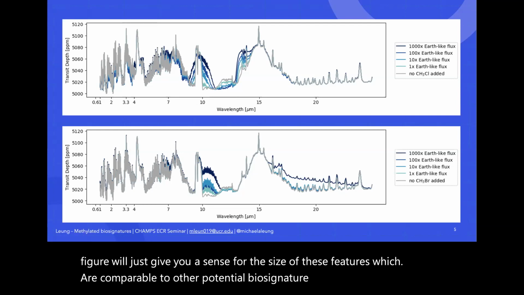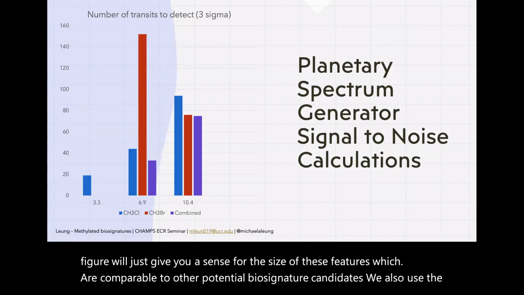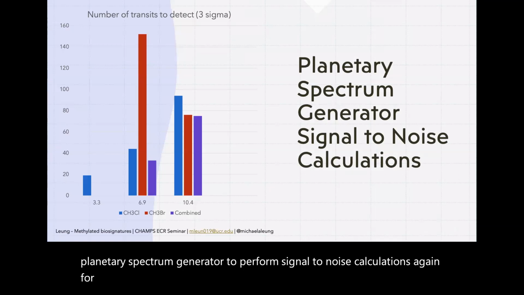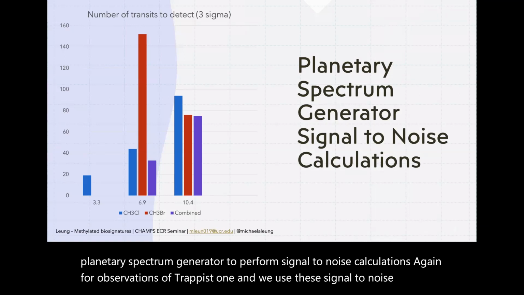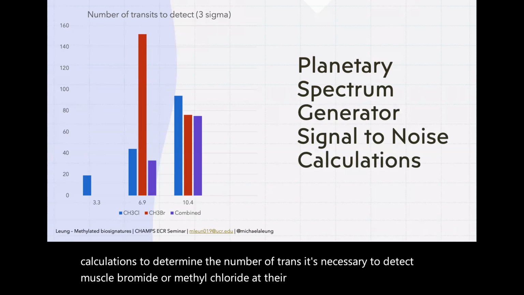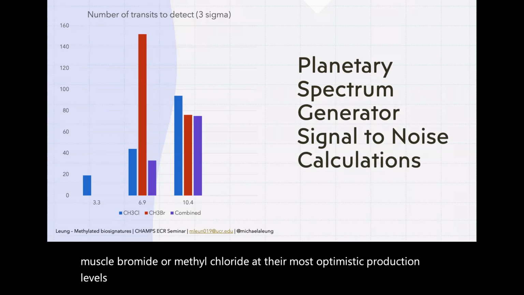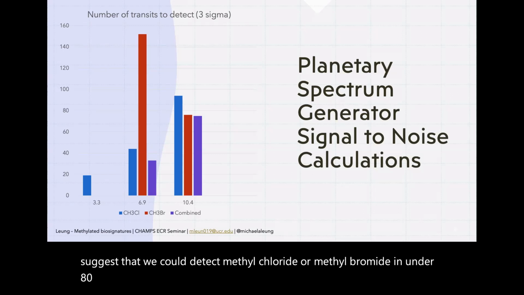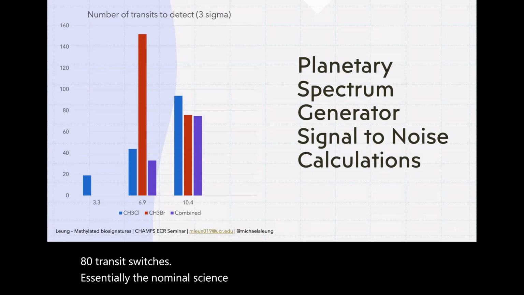We also use the Planetary Spectrum Generator to perform signal to noise calculations, again for JWST observations of TRAPPIST-1e. And we use these signal to noise calculations to determine the number of transits necessary to detect methyl bromide or methyl chloride at their most optimistic production levels, and to do those detections with 3 sigma confidence. And our results suggest that we could detect methyl chloride or methyl bromide in under 80 transits, which is essentially the nominal science lifetime of JWST.